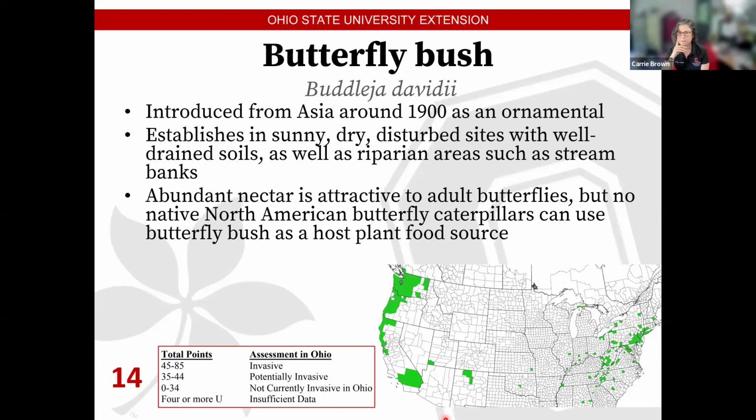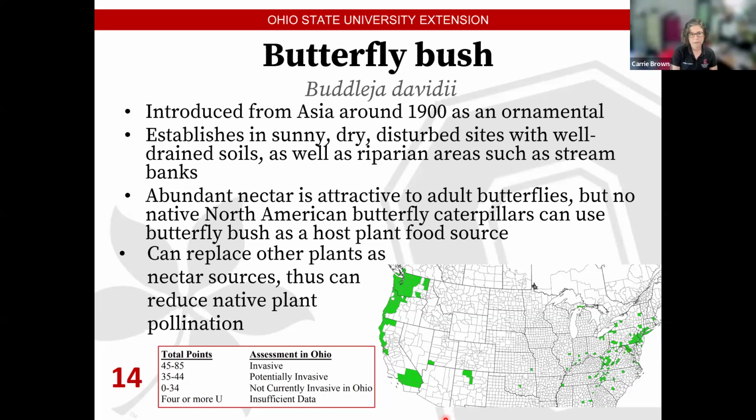So though it is a food source for adults, it's not giving anything back to that larval state like our native plants are. In addition, it can replace other plants as a nectar source, and that can reduce the native plant pollination. So those plants that are host plants for Lepidoptera may experience reduced pollination rates in the presence of butterfly bush.